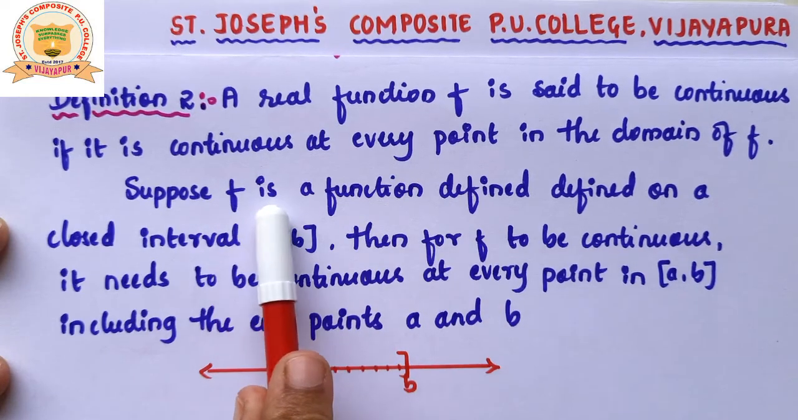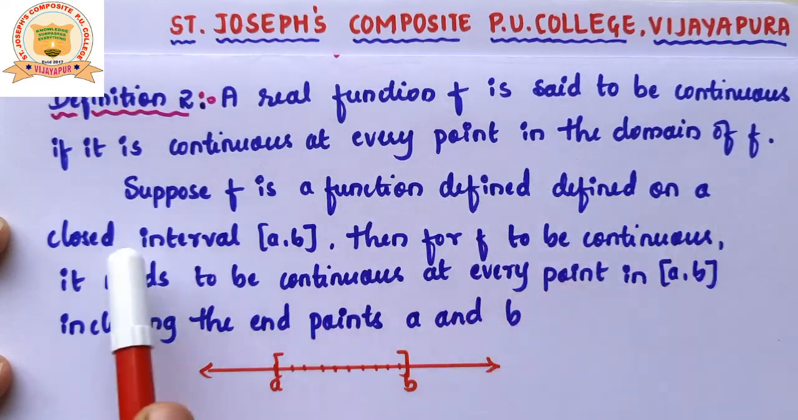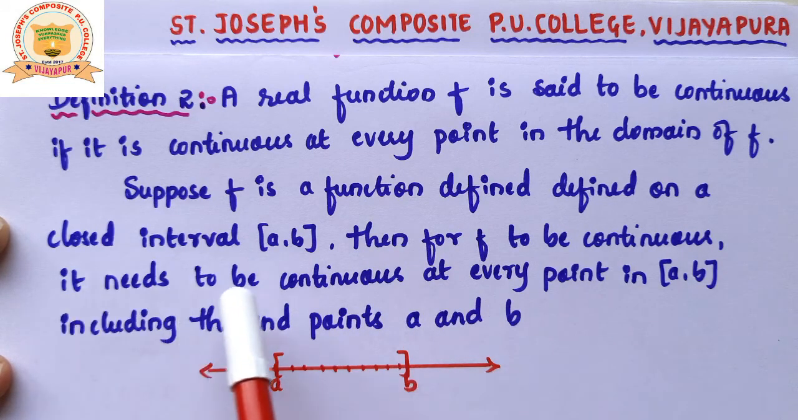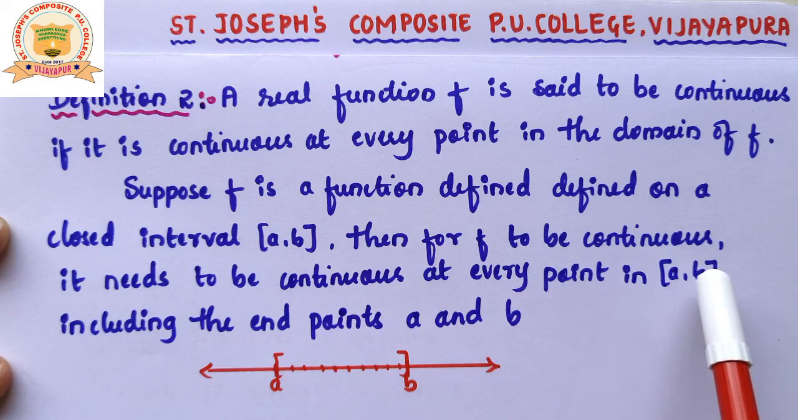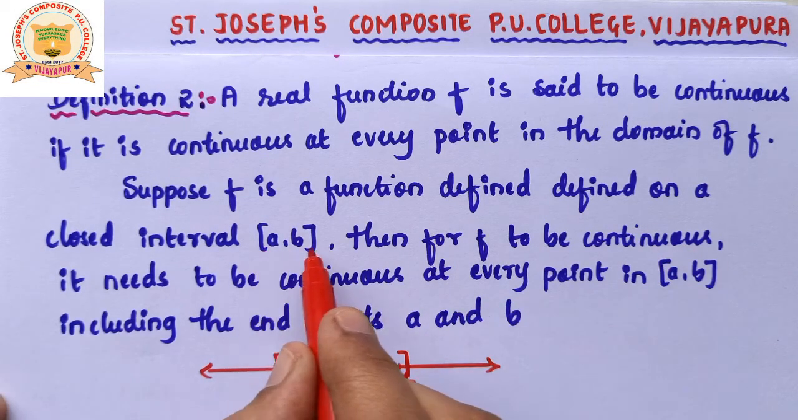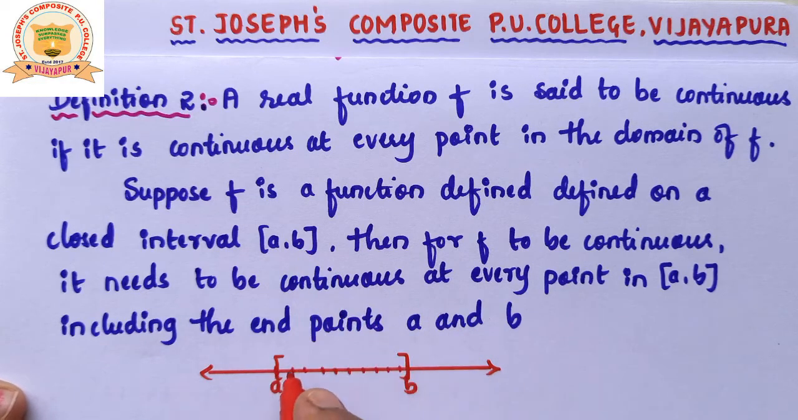Suppose f is a function defined on a closed interval [a, b], then for f to be continuous, it needs to be continuous at every point in the closed interval [a, b], including the end points a and b. It means if you say that the function is continuous in the closed interval [a, b], for each and every point from a to b, the function needs to be continuous. Then only we say the function is continuous.